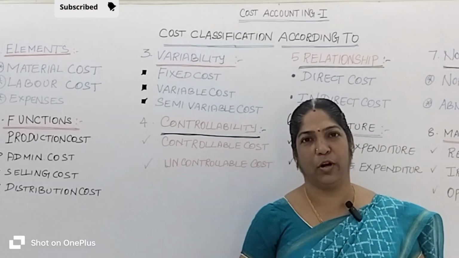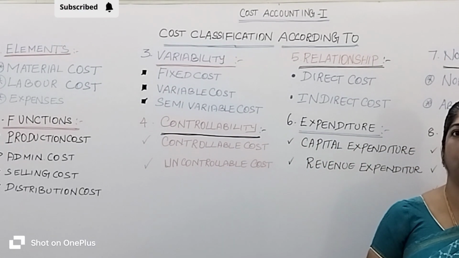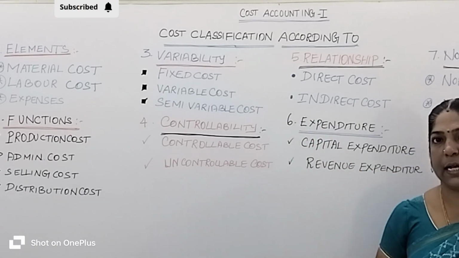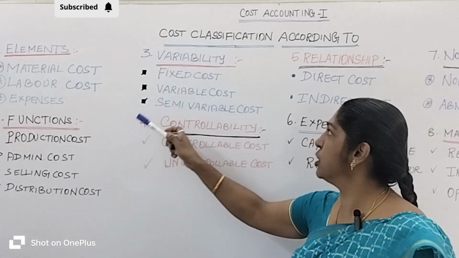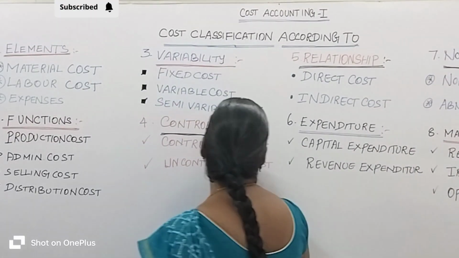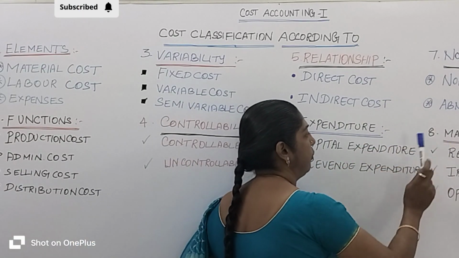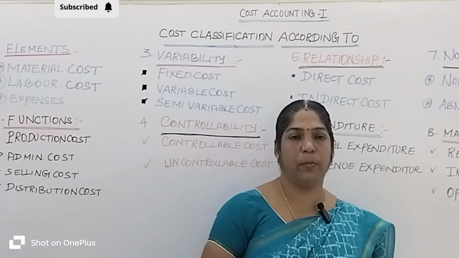Hi students, good morning. In Cost Accounting 1, today we are going to discuss in detail about cost classifications. According to the syllabus, there are 8 classifications of costing. What are they? Elements, functions, variability, controllability, relationship, expenditure, normality, and finally managerial decisions. Okay, let's learn in detail one by one.